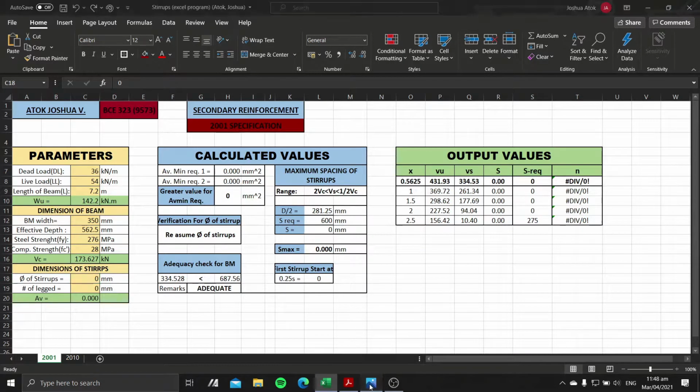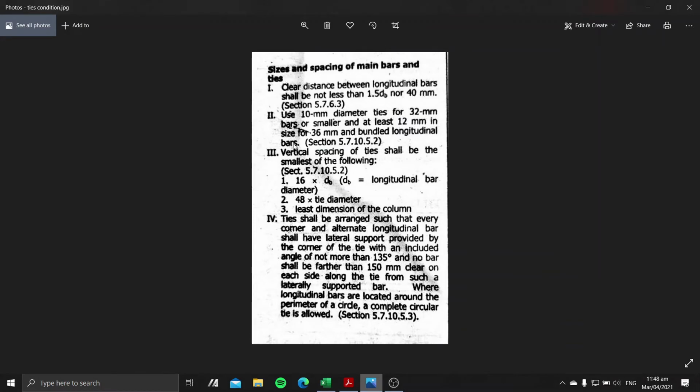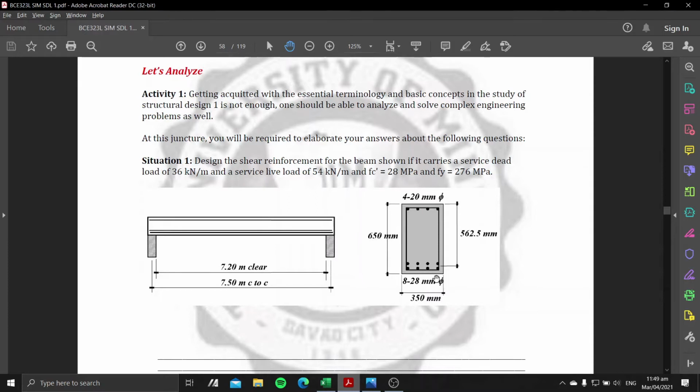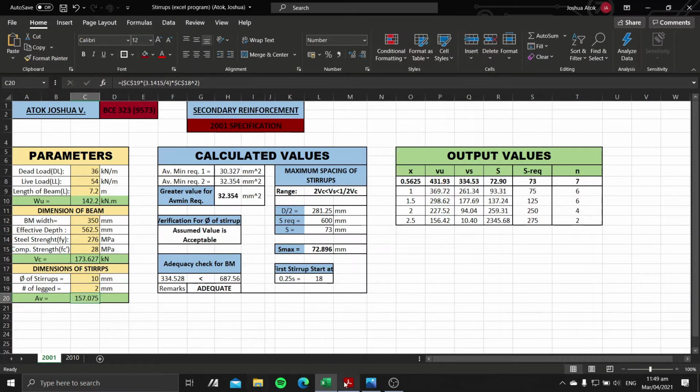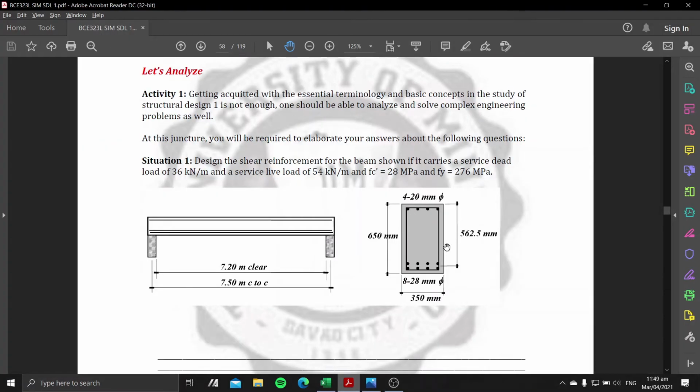Also, from other references I've read, in terms of the sizes and spacing of main bars and ties, we use 10 millimeters diameter for ties if our main bars are 32 millimeters or lesser. If this condition is not met, we use 12 millimeters for our ties. Since our main bars are clearly lesser than 32, we are going to use 10 millimeters for our stirrups. For the number of legs, we input the value of 2. Why? Because our cross-sectional diagram already shows the number of legs here.